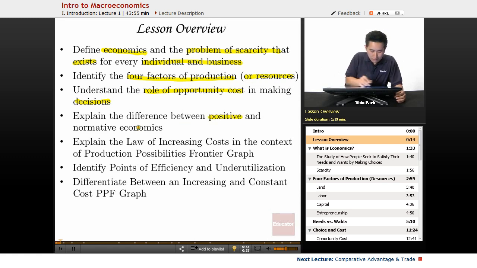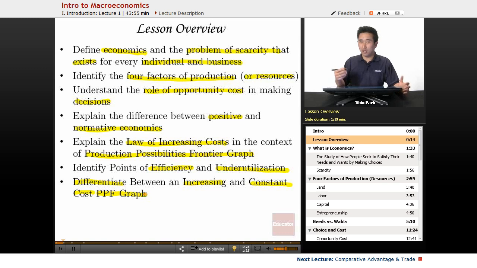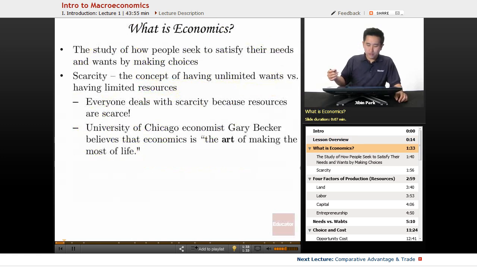We'll explain the difference between positive and normative economics. Explain the law of increasing costs in the context of a production possibilities frontier graph. We're also going to identify points of efficiency and underutilization. And finally, we're going to differentiate between an increasing and constant cost production possibilities frontier graph. Basically, this is being able to identify trade-offs and opportunity costs in the context of an opportunity cost graph. But again, everything we're going to be learning is pretty much the concept of scarcity and opportunity costs.